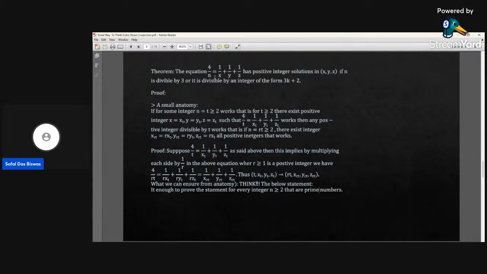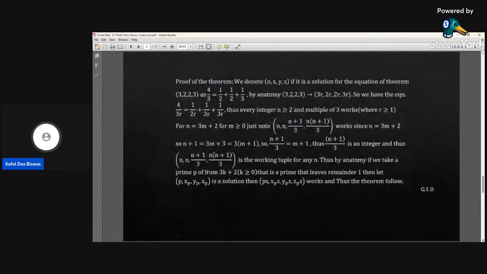But primes are many, right? So if we prove for primes of the form 3k plus 2, this is not enough. We need also to prove for primes of the form 3k plus 1. And that is the crux of the matter. It's hard to prove for the primes of the form 3k plus 1. 3k plus 2, we will see in a second, is very easy to see. Okay.